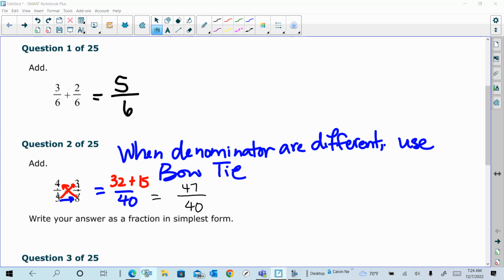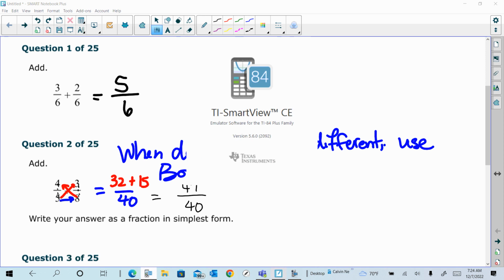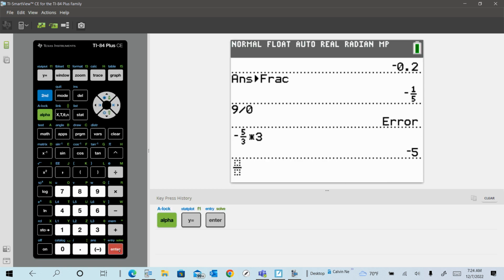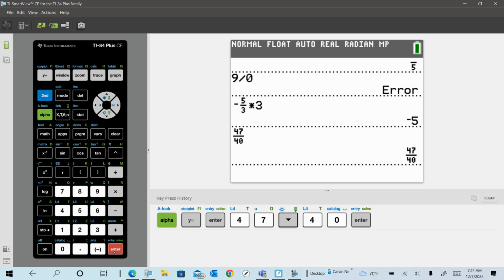Now, on our calculators, just to recap, the calculator does reduce for you. If you know how to get to the fraction box, you had to hit alpha, y equals, and then enter, and now you have your fraction boxes. And then you put 47 at the top, 40 at the bottom, hit enter, and it will reduce it for you. This does not get reduced, so that is your final answer. Any calculator tricks, I can't tell you on the exam.